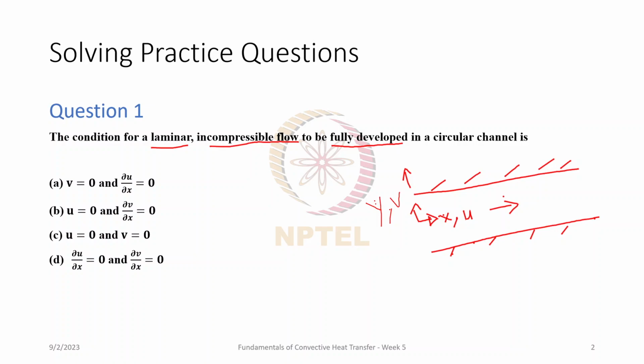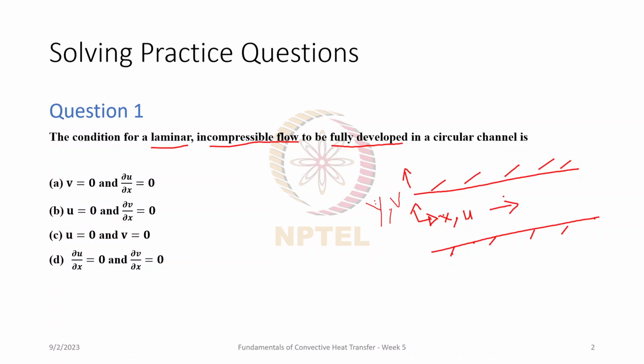So, what are the conditions for a laminar incompressible flow to be fully developed in a circular channel? Is it option A, v equal to 0 and dou u dou x equal to 0, that is u does not vary in the axial direction? Option B, u equal to 0 and dou v dou x equal to 0, that is there is no variation in v along the x direction? Option C, u equal to 0 as well as v equal to 0? Or option D, dou u dou x equal to 0 and dou v dou x equal to 0, that is, there are no gradients in the x direction.